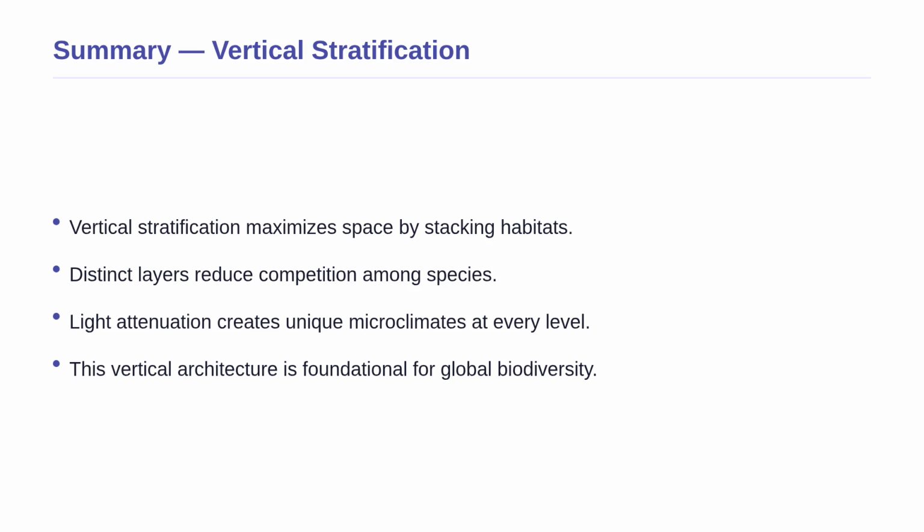Third, the dramatic reduction in sunlight, which we modeled with the light attenuation formula, creates unique microclimates at every single level. Ultimately, this vertical architecture is the foundational reason why ecosystems like tropical rainforests are the most biologically diverse places on Earth. You now have a solid understanding of vertical stratification.